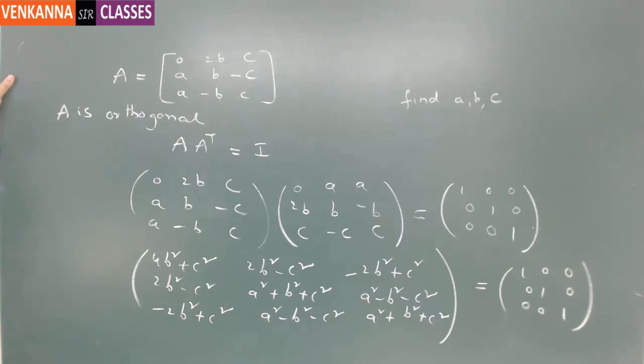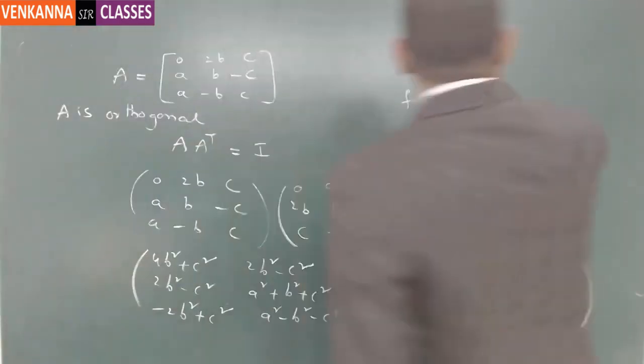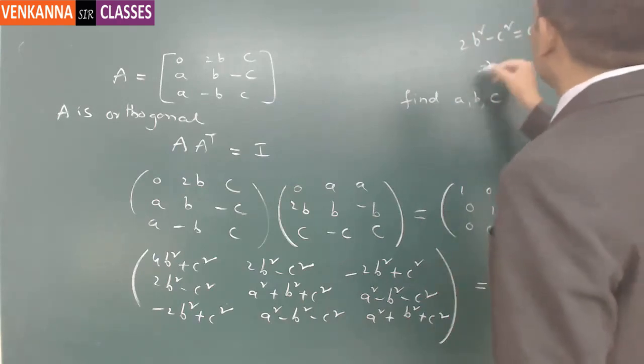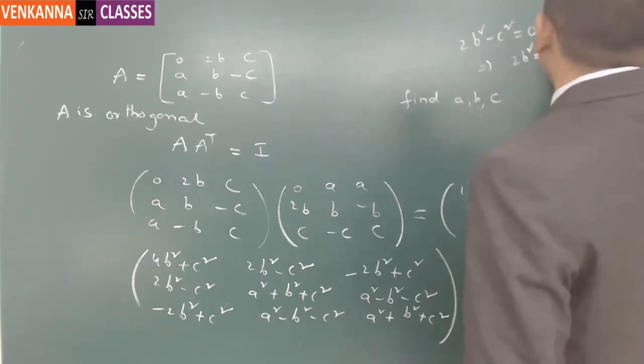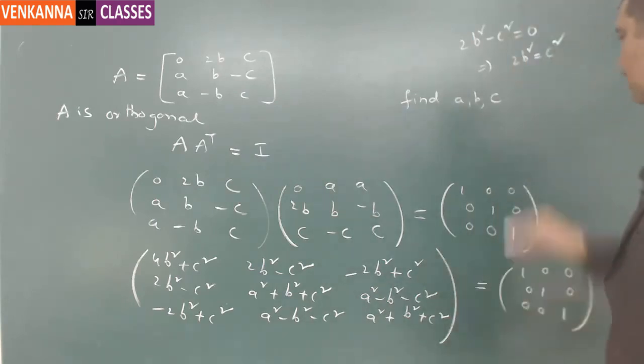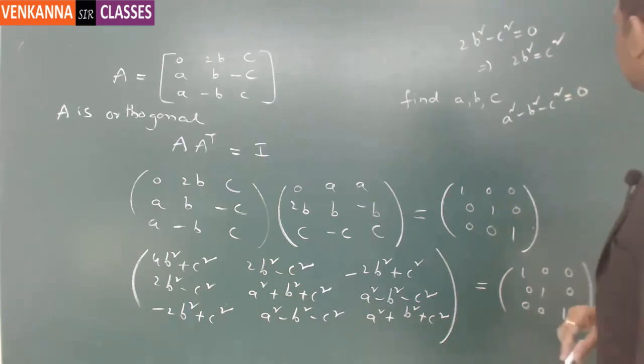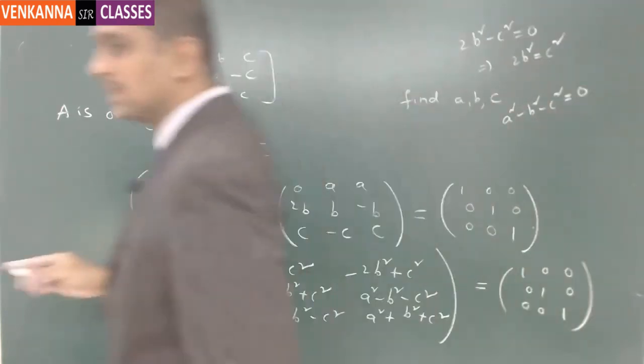So equating the two matrices and comparing the elements of the diagonal as well as non-diagonal, we need to find the values of a, b, c. I am excluding the diagonal elements and taking the non-diagonal elements. From this I can say that 2b square minus c square equals 0. This implies 2b square is equal to c square, and the other part, a square minus b square minus c square equals 0. These things I can take into consideration.